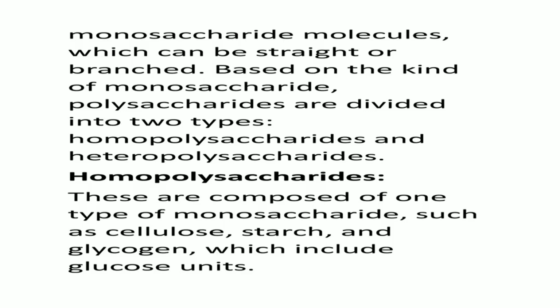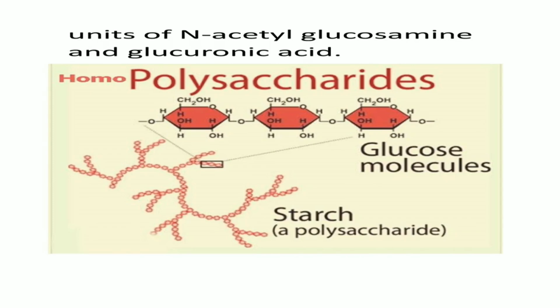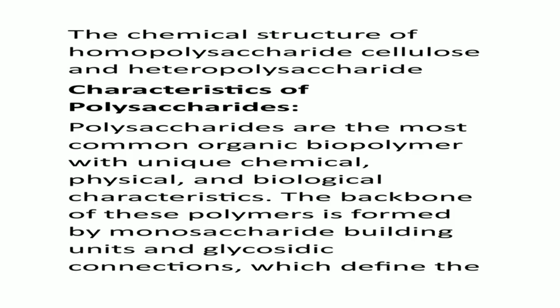Homopolysaccharides are composed of one type of monosaccharide, such as cellulose, starch, and glycogen, which include glucose units. The fructan, xylan, galactan, and chitin contain fructose, xylose, galactose, and N-acetylglucosamine, respectively. Heparin is composed of glucosamine, glucuronic acid, and iduronic acid. Heteropolysaccharides contain two or more different types of monosaccharides. Hyaluronic acid is composed of hundreds of units of N-acetylglucosamine and glucuronic acid. The chemical structure of homopolysaccharide cellulose and heteropolysaccharide.